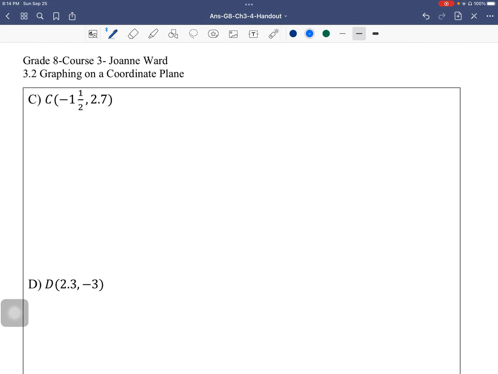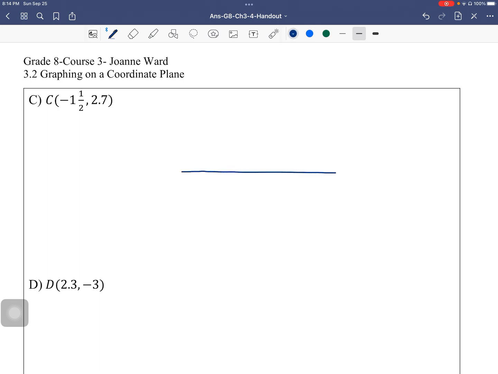And then C is -1.5 for x, and y is 2.7. So -1.5, -1, -2, and then 2.7, 1, 2, 3, so 2.7 is around here. C is -1.5, 2.7.